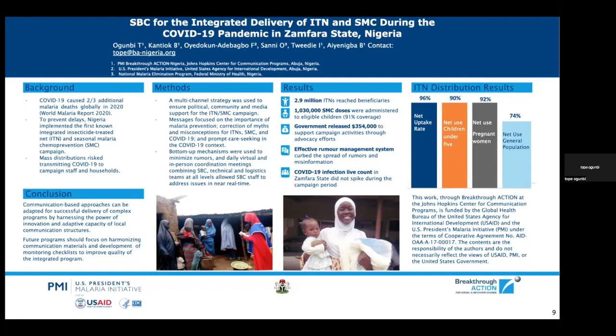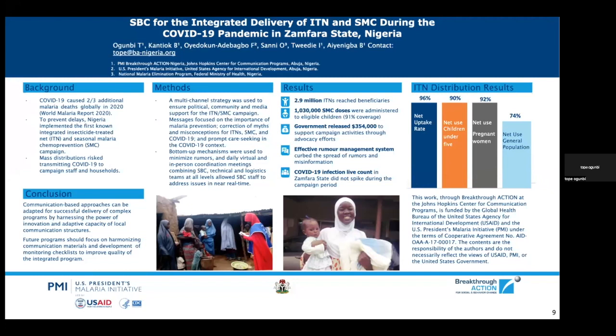$354,000. This was significant because, like I said earlier, priority was not given to malaria interventions at the time. Also importantly to note is that the COVID-19 infection count in Zamfara State at the time did not spike during the campaign. You will know that with all of the restrictions and the fact that there were still distribution points for people to go redeem their nets, all of this did not increase the COVID-19 infection count.